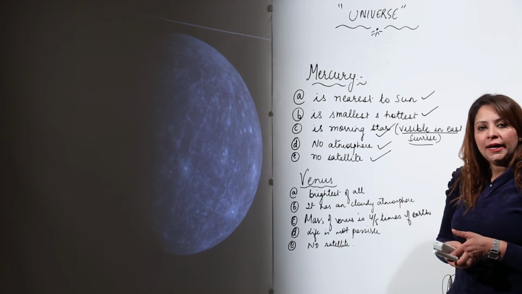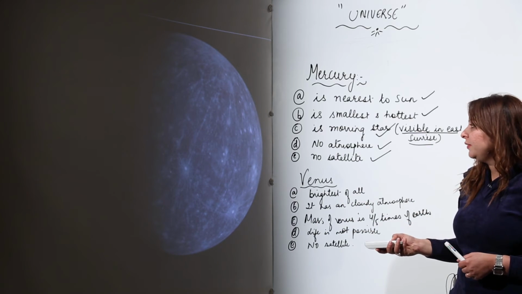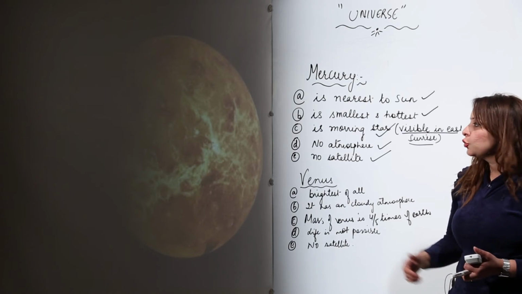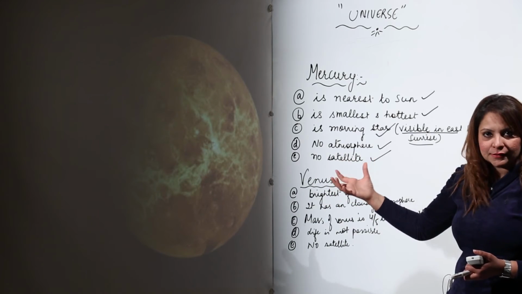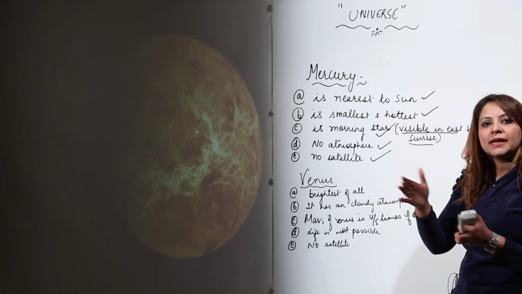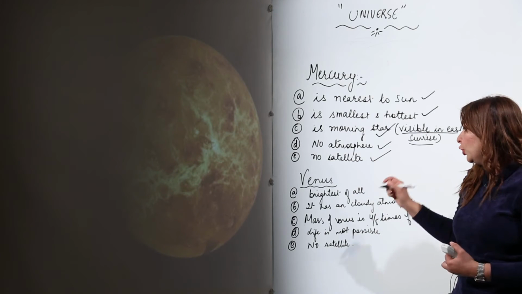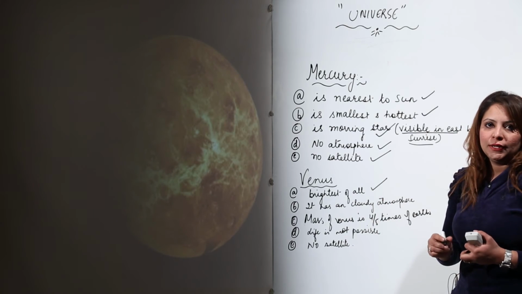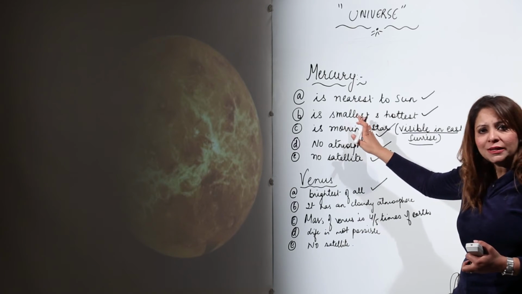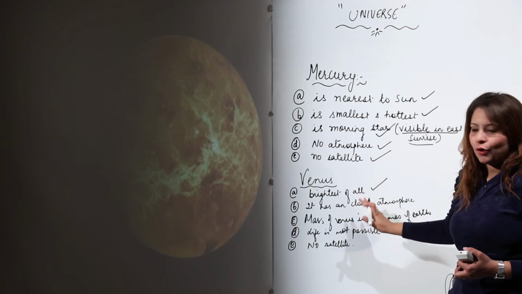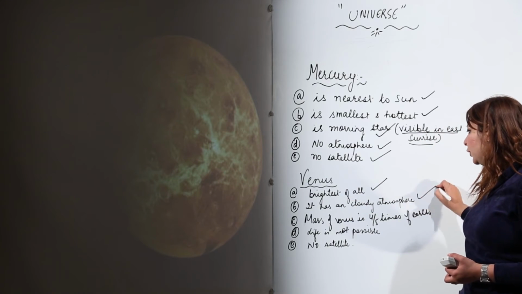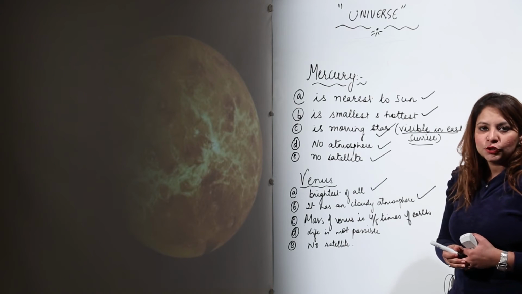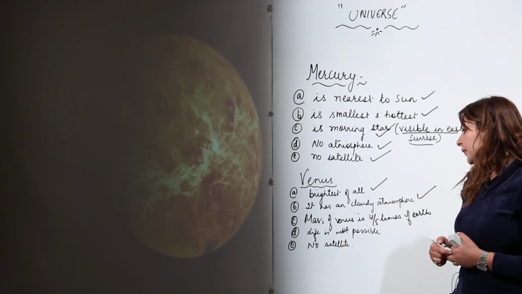So moving ahead, after Mercury we have Venus. So Venus looks like this. As you can see, it appears to be very bright. So we can say that Venus is the second planet in order, and moreover it is the brightest of all. It is not the hottest and smallest, that is Mercury. It is the brightest of all, and moreover it has an atmosphere, but the atmosphere present here is a cloudy one. So it has a cloudy atmosphere.